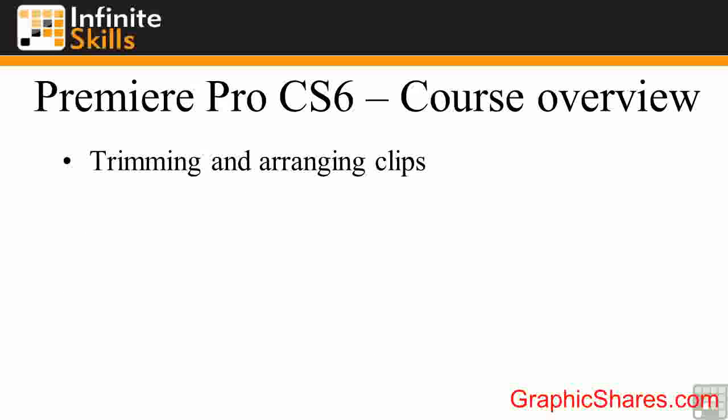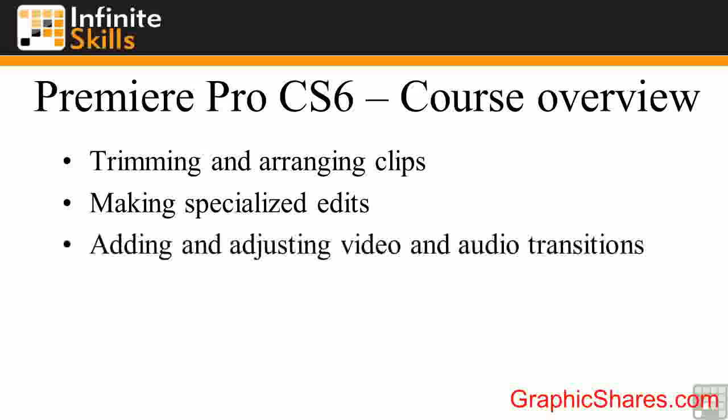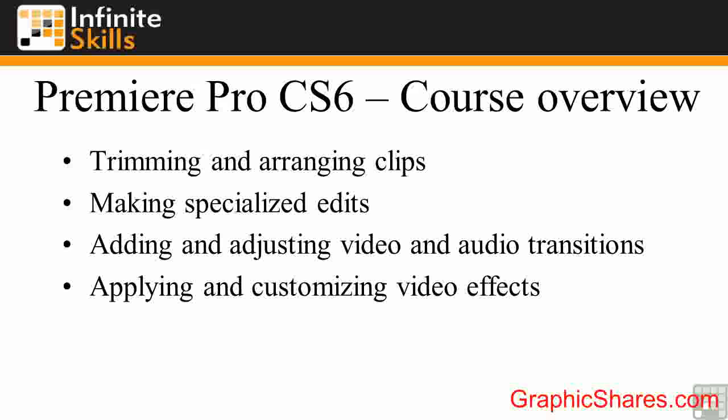And we'll move on from there to trim and arrange clips to do some more fine-tuning to our editing. Then we'll make some specialized edits, things like ripple edits and rolling edits. Moving on from there, we'll add and adjust video and audio transitions. These go between clips to move from one clip to the next, like a dissolve or a wipe, something like that. Then we'll apply and customize video effects onto clips to cause the clips to appear different, look different, different colors, spin around, change size, stuff like that.